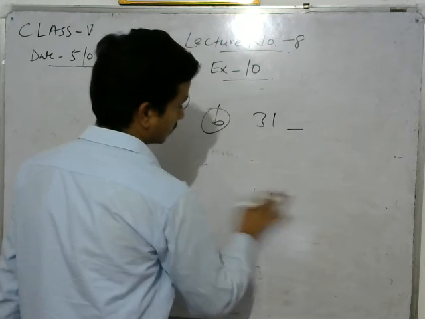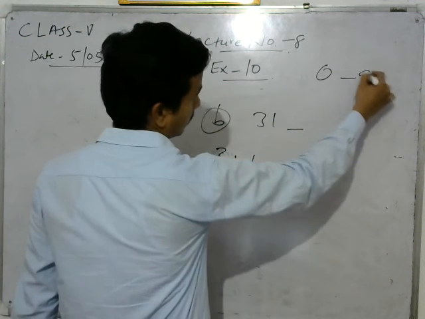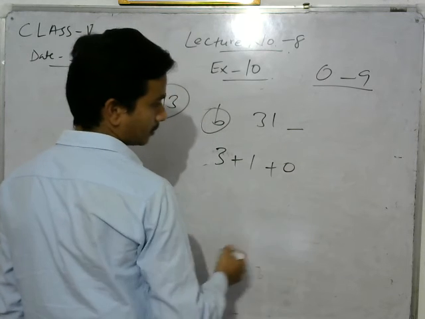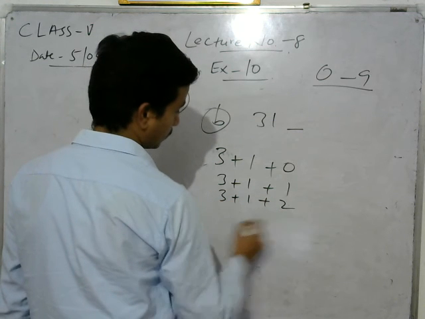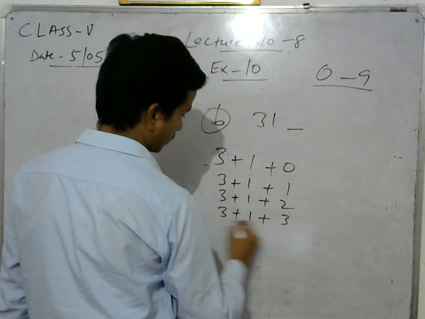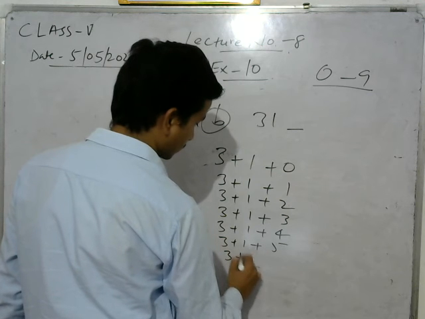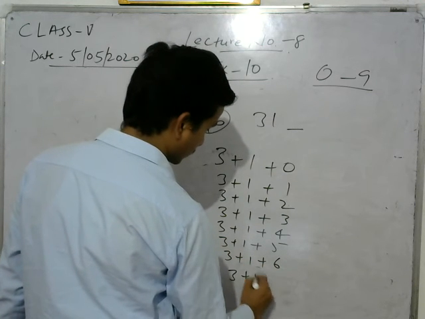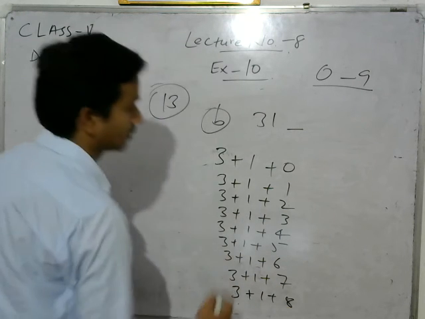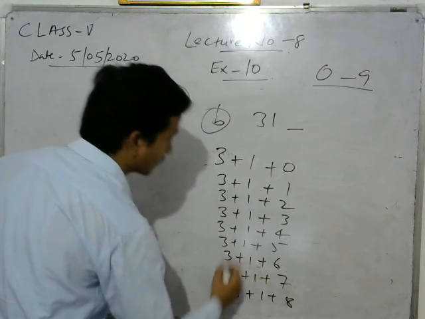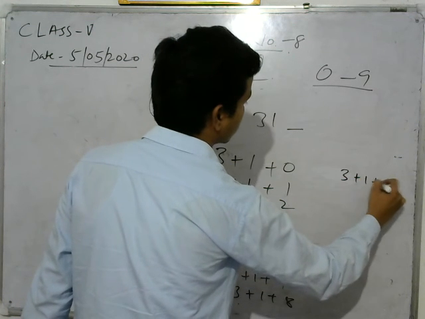Okay, let me write it like this. 3 plus 1 plus, I don't know the digit. So the digit is from 0 to 9. So start putting 0. 3 plus 1 plus 1, 3 plus 1 plus 2, 3 plus 1 plus 3, 3 plus 1 plus 4, 3 plus 1 plus 5, 3 plus 1 plus 6, 3 plus 1 plus 7, 3 plus 1 plus 8, and 3 plus 1 plus 9.